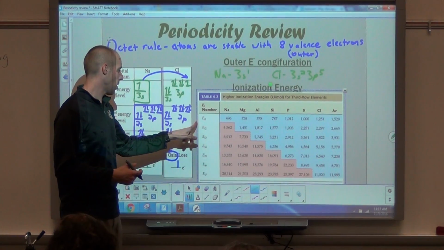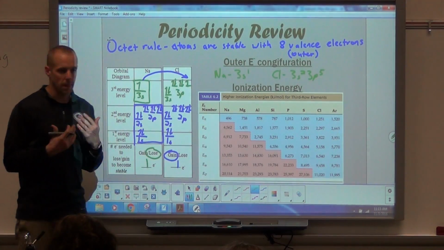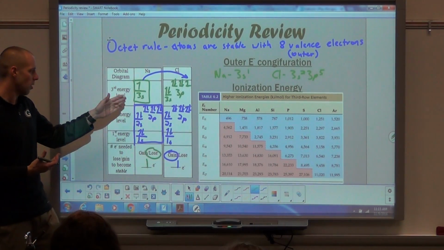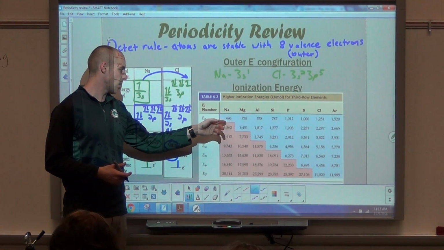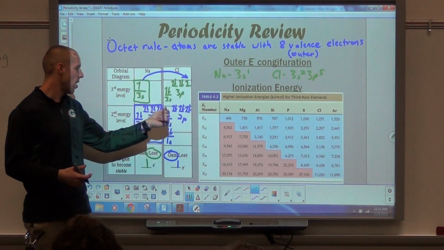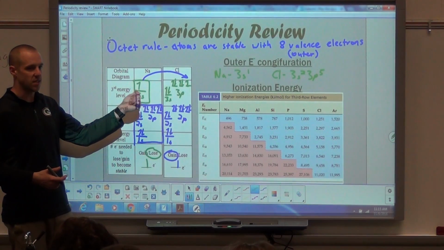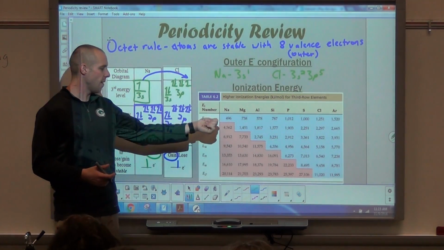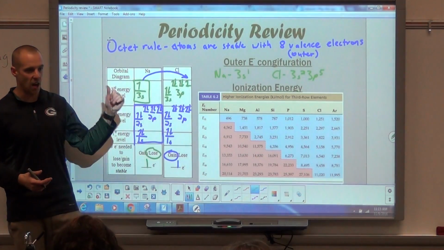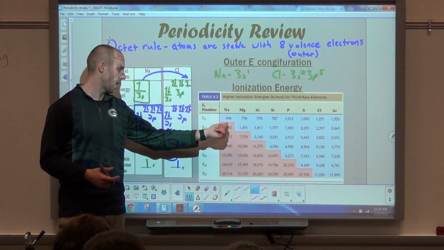So if we're looking at this, sodium is the very, very first one here, okay? And this is helping us conceptualize what's happening over here. Sodium, it says, takes the least amount of energy to lose its first electron. Why would that make sense? Because sodium's only 1 electron away from being stable. So it takes a very low amount of energy to take this electron away.